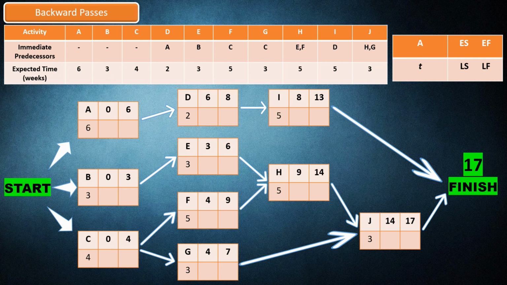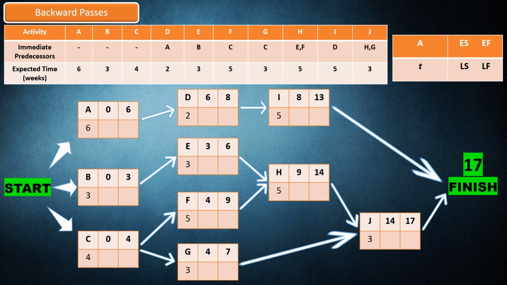Backward passes. We will now proceed to the backward passes, which is basically the opposite of forward passes. This determines the latest start and latest finish of each activity. These are the steps in doing backward passes for this project. We will start at the finish, where the project completion time is 17 weeks.